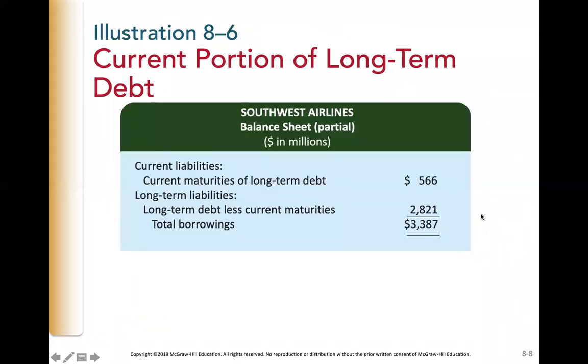So here's Southwest Airlines. As you can see with Southwest, they had total borrowings of $3.38 million. Of that amount, $566 million will be due in the next year, and $2.82 million is due in more than a year. So the total amount borrowed is $3.3. $566 million is due within the next year, so it's reclassified in current liabilities as current maturities of long-term debt, and then the rest is shown as long-term.